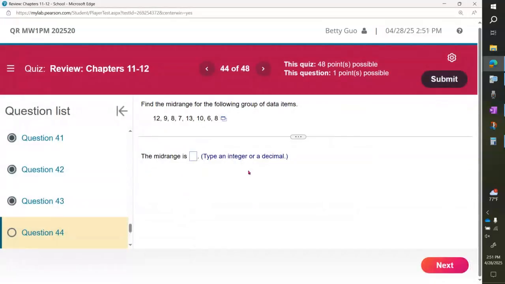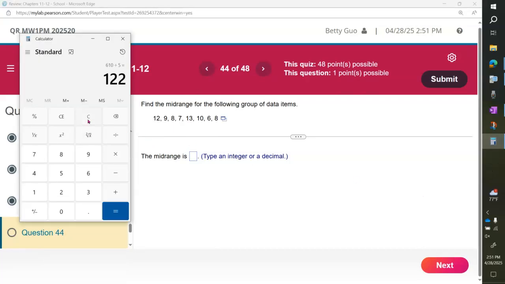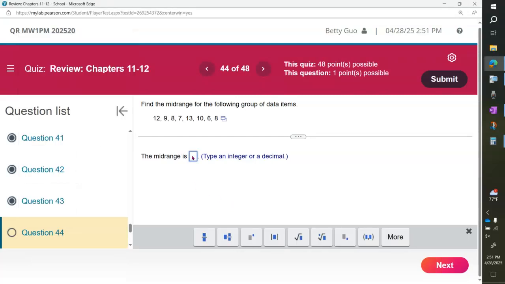This one is find the mid-range. Mid-range is the average of the minimum and the maximum. Among this set of values, the smallest number is 6. The biggest number is, I see, 13. That is the largest number. So add the two numbers together and divide by 2. Maximum is 13. Minimum is 6. 13 plus 6 is 19. Divided by 2 is 9.5.